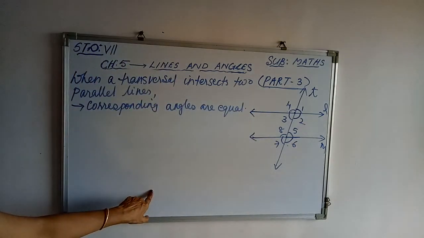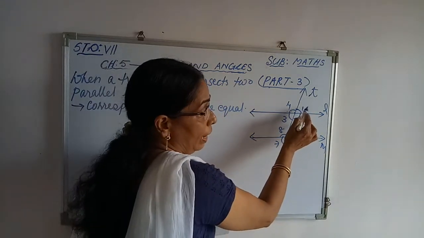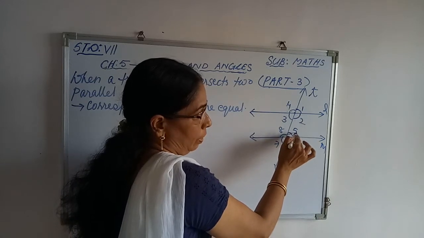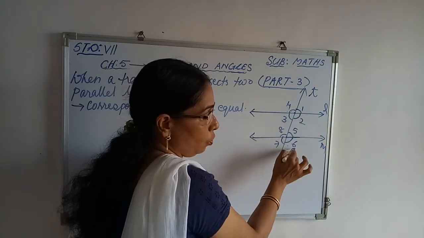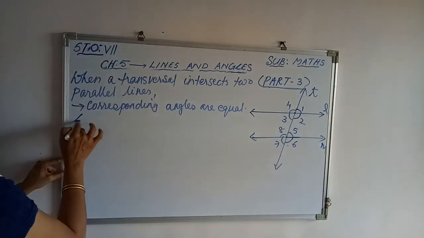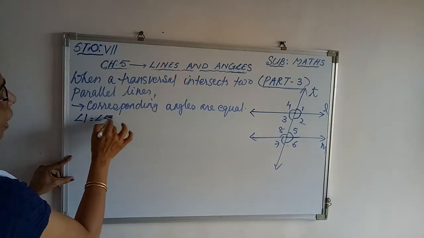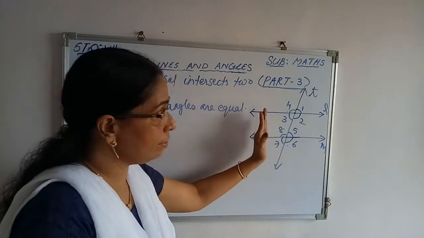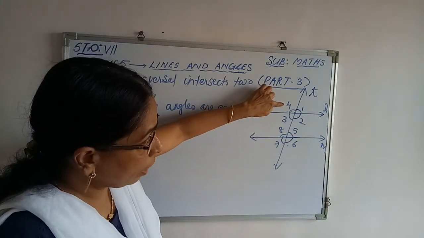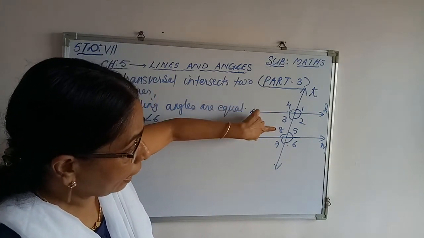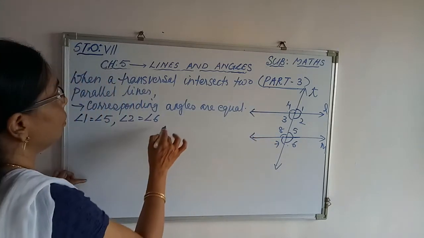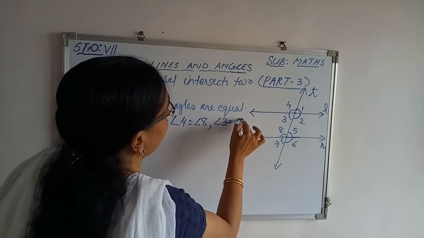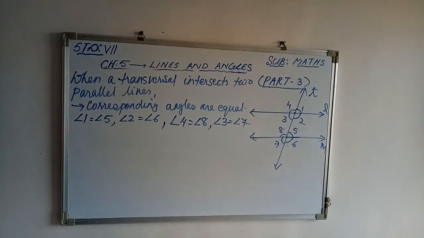See here, which are the corresponding angles we can see? Angle 1, which is an exterior angle, corresponds to angle 5. And then angle 2 corresponds to angle 6. So, angle 1 is equal to angle 5. Then, angle 2 is equal to angle 6. That's on one side. The other side you see the same way. Angle 4 corresponds to angle 8, angle 3 to angle 7. So, angle 4 is equal to angle 8, angle 3 is equal to angle 7. Understood which are the corresponding angles?